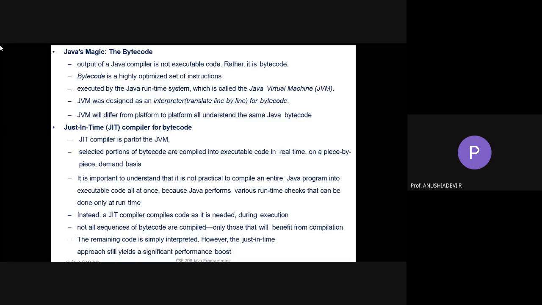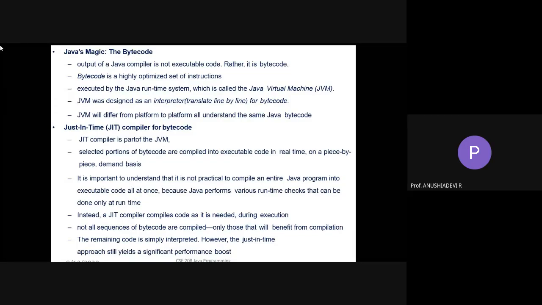But interpreter means it will convert the source code to executable code line by line. If there is no error in the first statement, it will convert it to object code. If there is no error in the second statement, it is converted to executable code. If there is an error in the third statement, it stops the conversion and mentions the error. After correcting that error, it will convert the third statement to executable code. So that is the difference between interpreter and compiler.